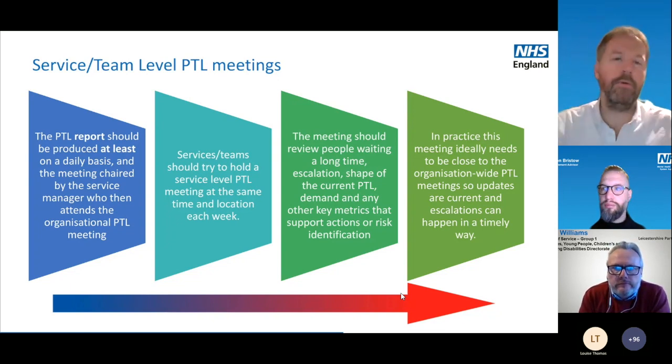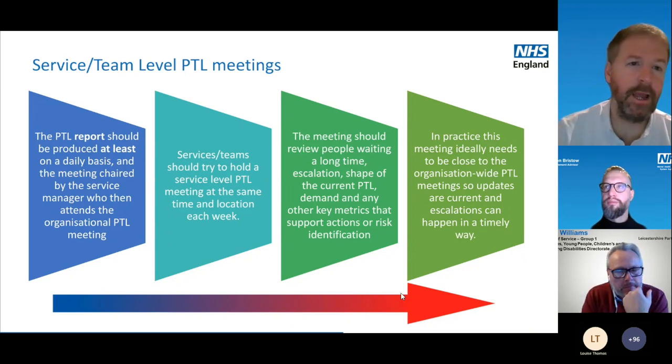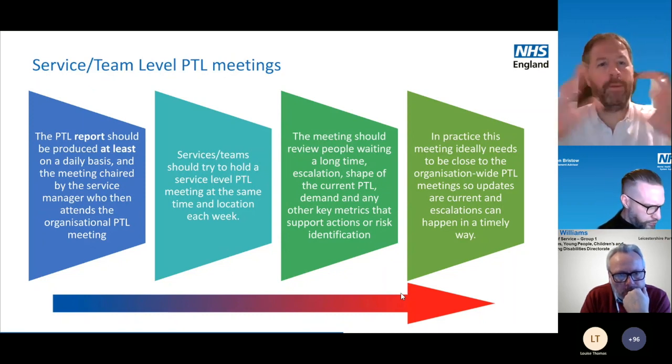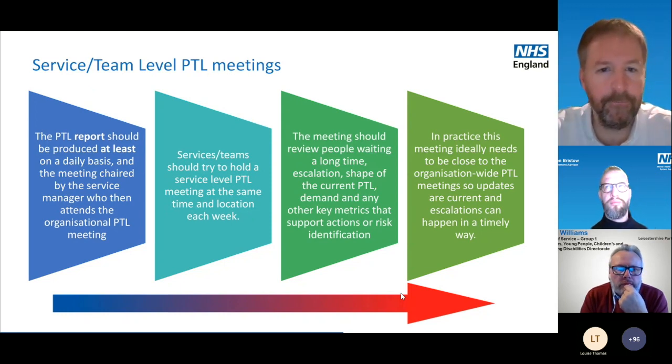In that meeting, as Paul said, you should not be just reviewing the people that are waiting a long time. We should also be looking at some supporting KPIs that I'll talk a bit more about later, in terms of the shape of the PTL, your demand, your DNAs, those sorts of things. So you're getting a full picture of how the service is working.